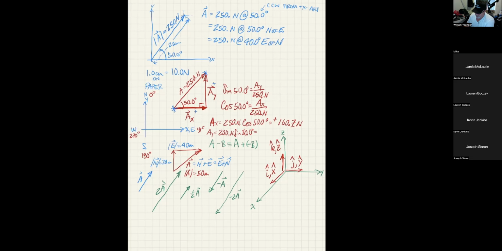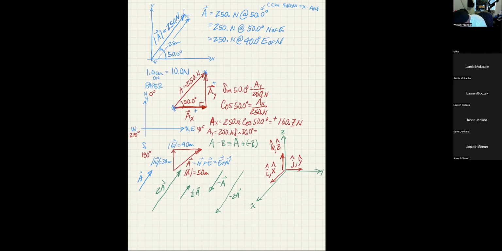So this is 250 times trig function sine 50. And this one gives me 190.5. So I'm going to say positive 190.5 newtons, again with one extra sig fig.